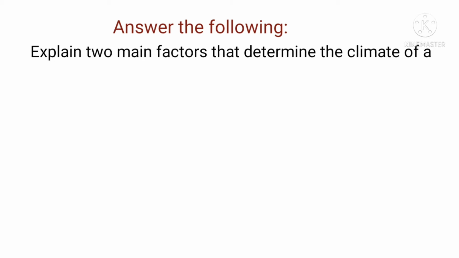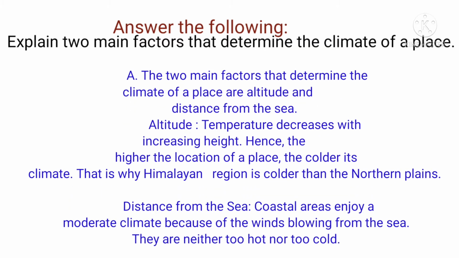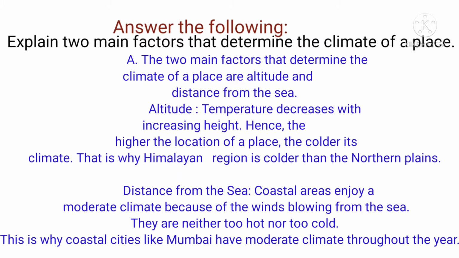The next question, explain two main factors that determine the climate of a place. The two main factors that determine the climate of a place are altitude and distance from the sea. Altitude. Temperature decreases with increasing height. Hence, the higher the location of a place, the colder its climate. That is why Himalayan region is colder than the northern plains.